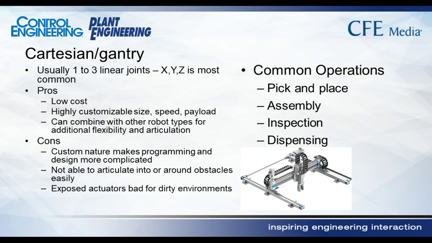Cartesian robots are often used for pick and place, assembly, inspection, and dispensing applications. Cartesian robots and their custom nature can make programming and design much more complicated, and their exposed actuators do not function well in dirty environments. Their linear joints also make it difficult to articulate into and around obstacles.